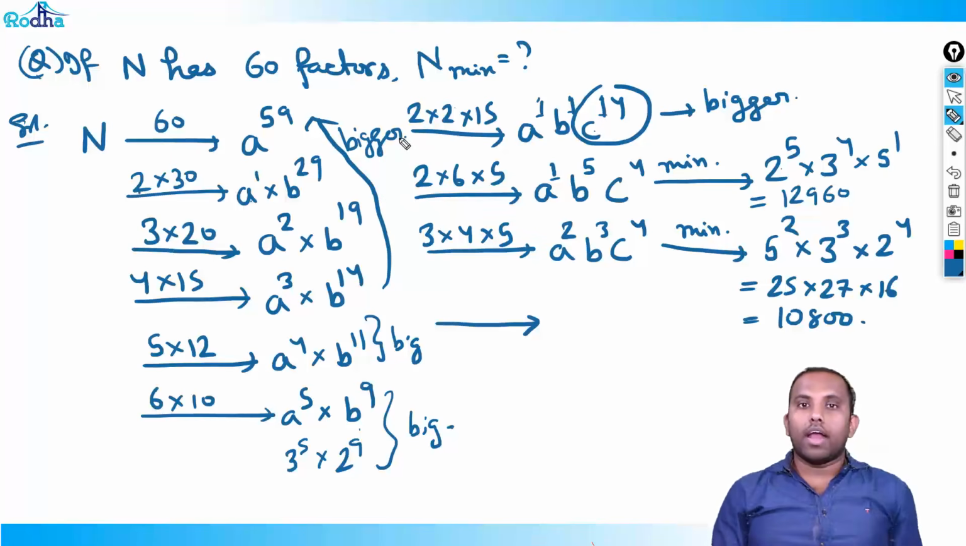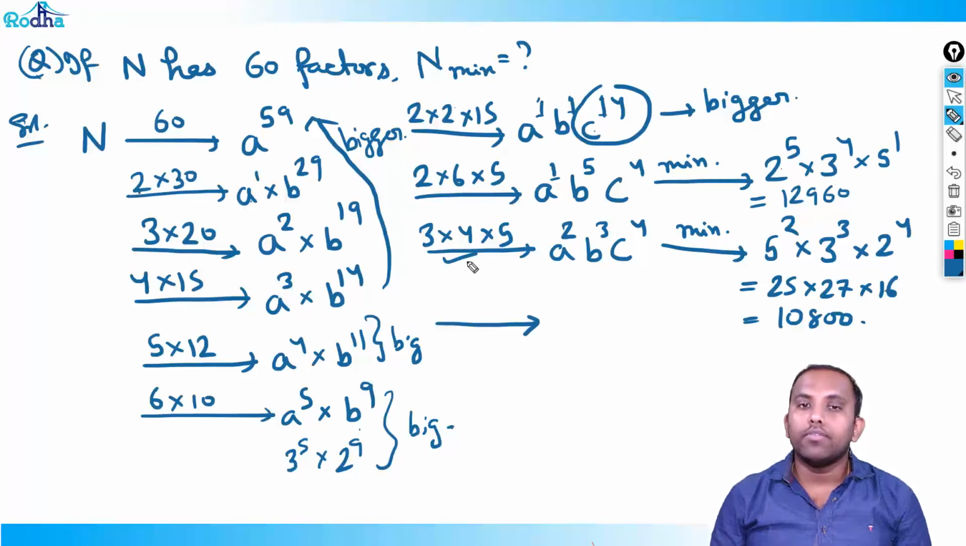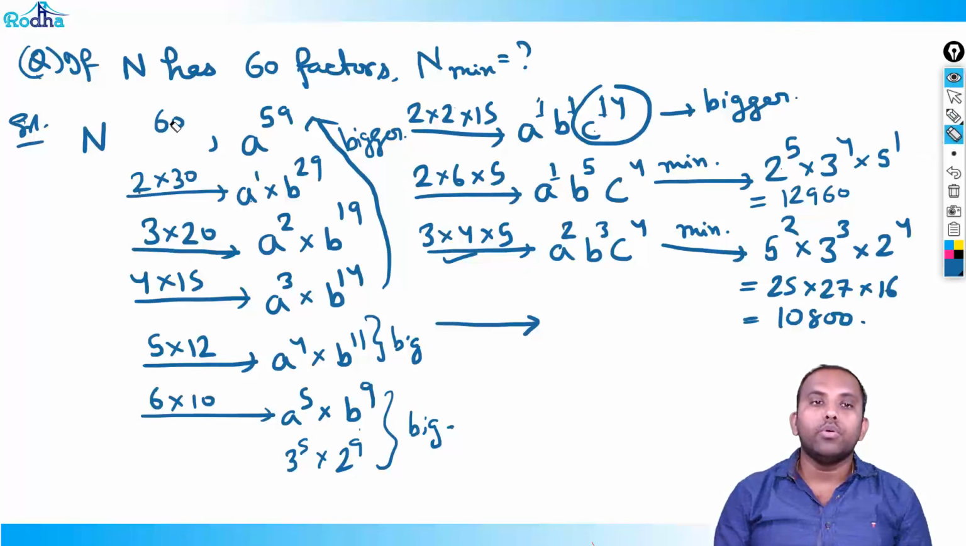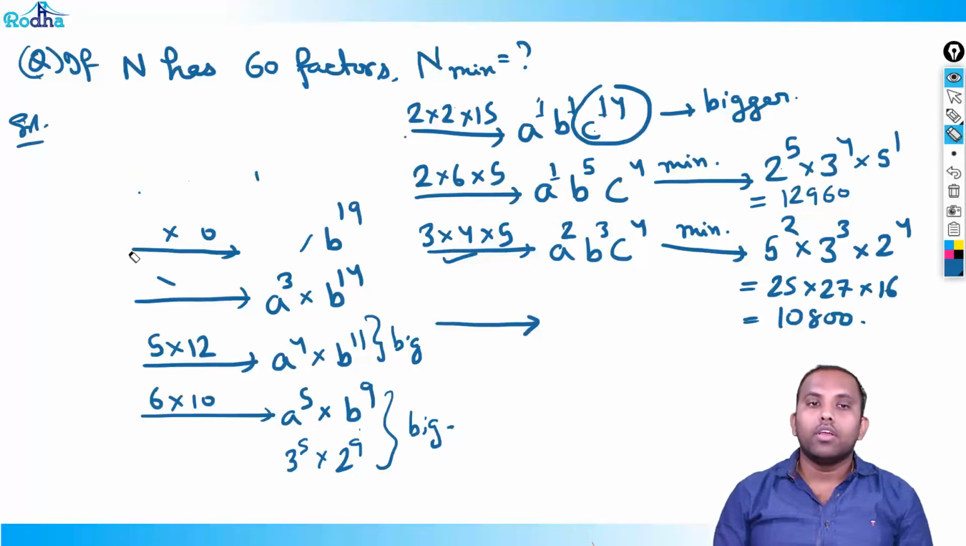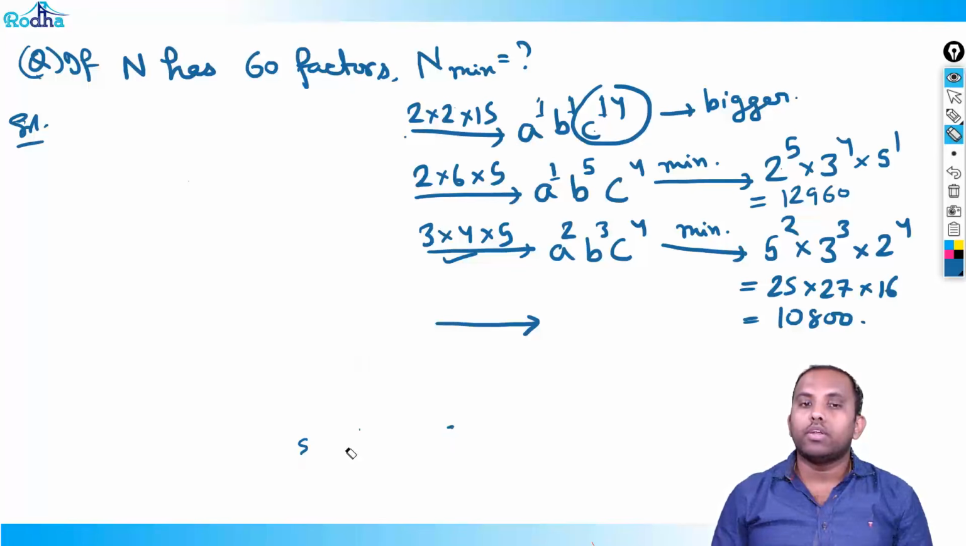So we should always think in terms of maximum splitting, right? 60 can be split into 3 parts, and 60 can also be split into 4 parts, like 3 into 4 into 5. Again, 4 can be written as 2 into 2, because 4 is 2 into 2. So if 60 can be split into 4 parts, that is the maximum splitting: 2 into 2 into 3 into 5.